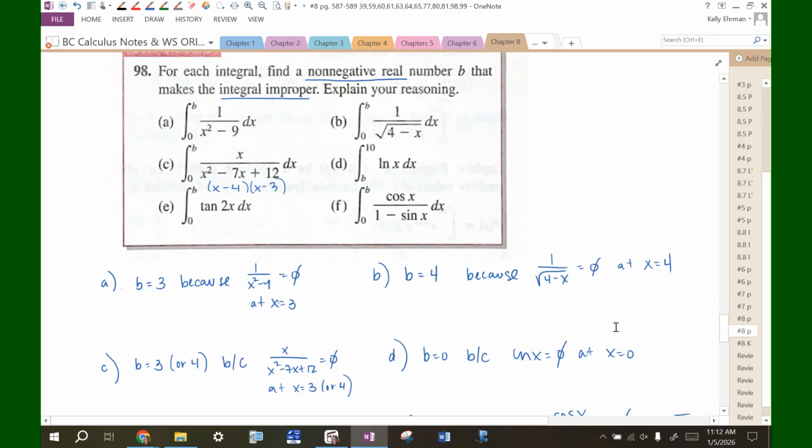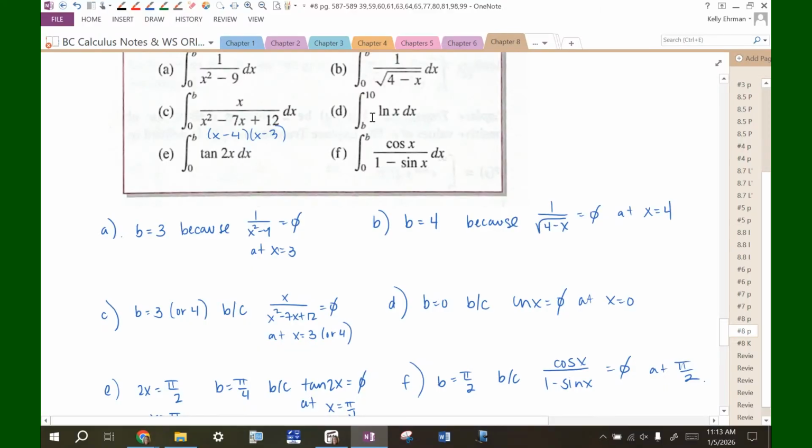Let's just talk through this one. For each integral, find a non-negative real number b that makes the integral improper. Explain your reasoning. So what would be the issue for b on part A? If I let b equal 3, then this is now an improper integral because you get 1 over 9 minus 9, which is 0. For part B, if I let b equal 4, then you get the integral of 1 over 0 when you plug it in at 4, so that's no good. For part C, I factored this a little bit, and so b could either be 3 or 4 because you have a discontinuity at either of those places.